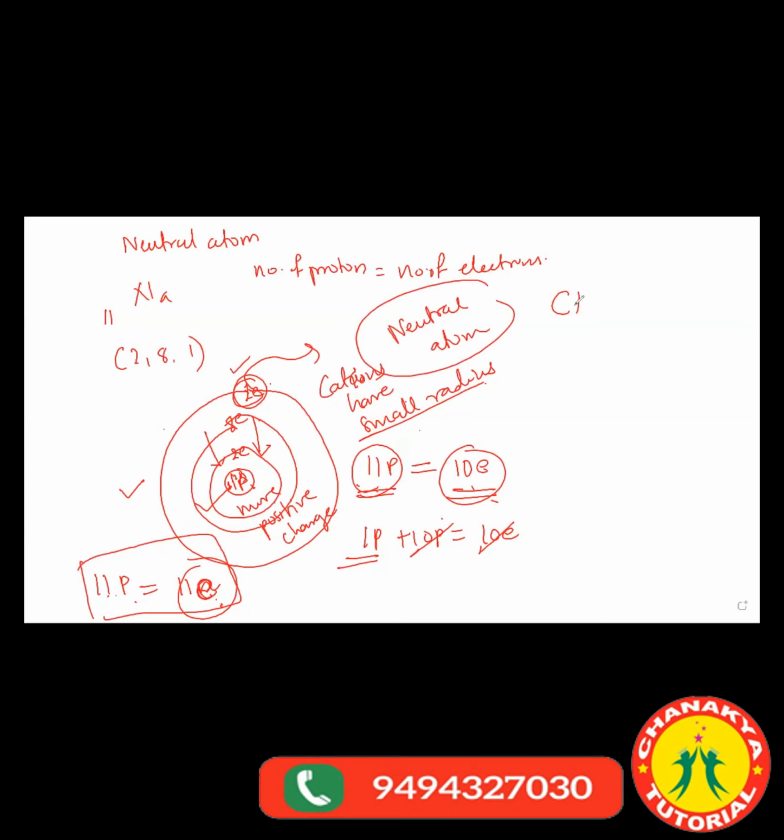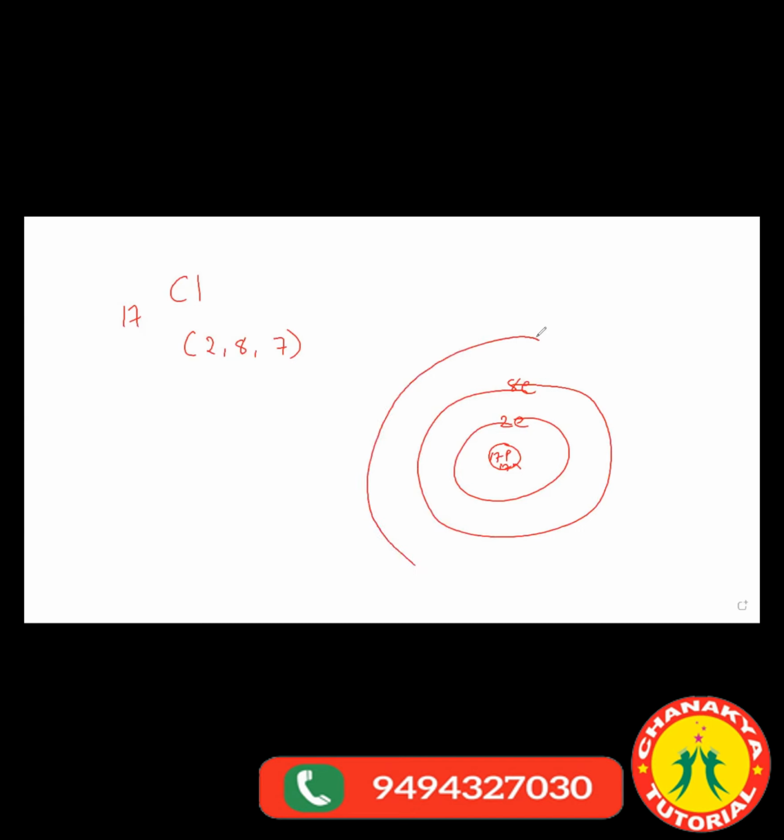Similarly for chlorine, we are now going to see the anion. Chlorine's atomic number is 17, right? Electronic configuration 2, 8, 7, correct? So how am I going to draw? Here would be a nucleus which consists of 17 protons, and suppose there are 17 neutrons as well. Here it is 2 electrons, then here it would be 8 electrons, and in the last shell there would be 7 electrons.